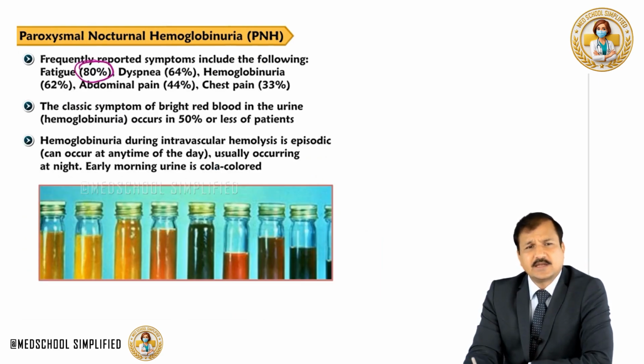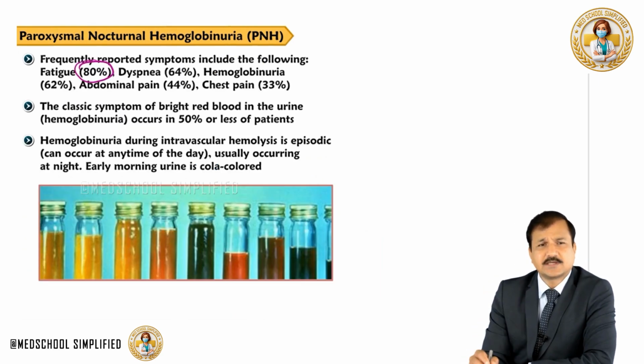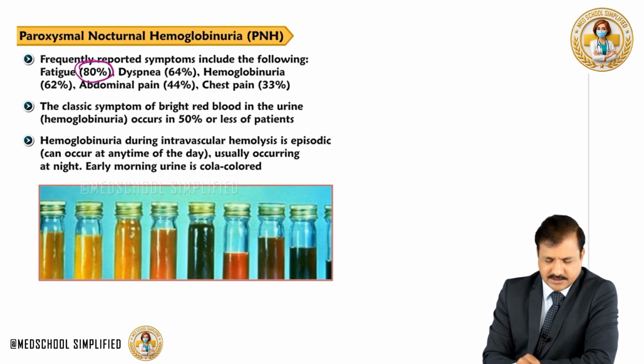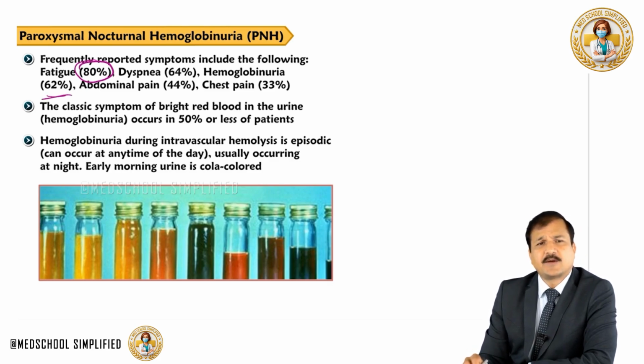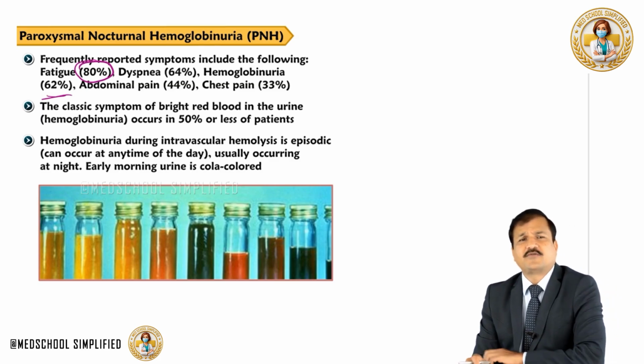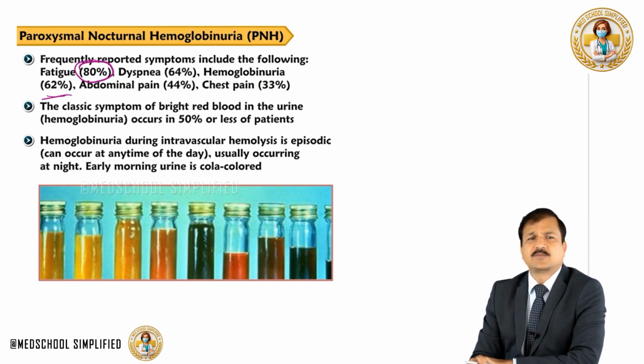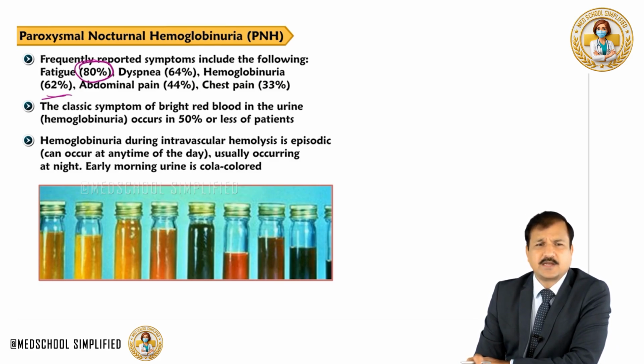Patient feels fatigue in 80% of the cases. Patient will have dyspnea, difficulty in respiration. Hemoglobinuria is seen in 62% of patients. Abdominal pain and chest pain. This is how, in decreasing order of frequency, the symptoms are reported in paroxysmal nocturnal hemoglobinuria. Fatigue is the most common symptom of PNH.